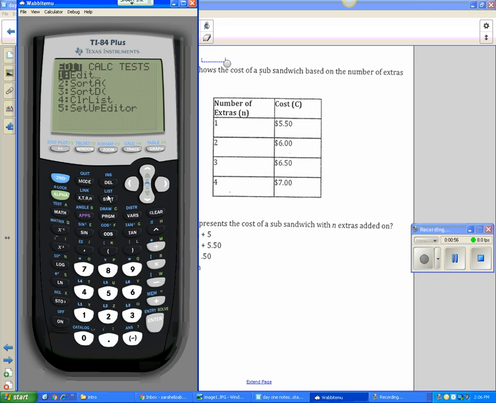All right. The word edit means to change stuff. So we need to change what's in the calculator. So where it says edit, that's what we want. So we're going to press enter.